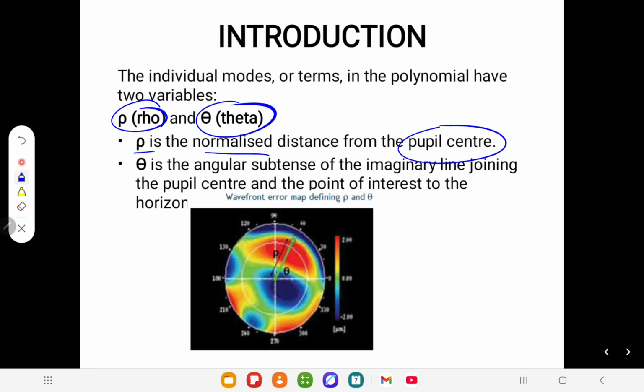In the case of Zernike polynomials, we always think in a circular fashion, not rectangular or hexagonal, because for a rectangular or hexagonal pattern we have to modify the Zernike polynomials. See in this picture, rho means the distance from the center to the point where we are going to calculate aberration, and theta is the angle subtended by the imaginary line joining the pupil center to the point of intersection with the horizontal. This rho and theta describe things later on.